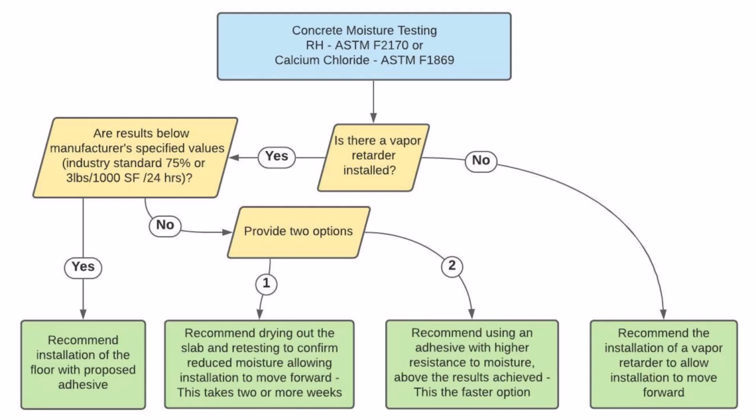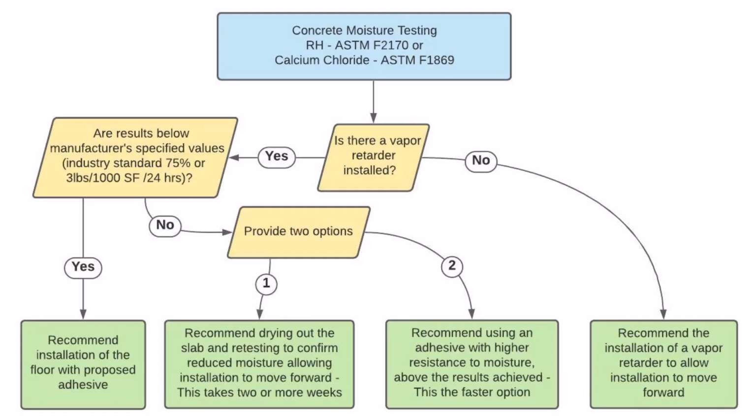Now, if the results aren't within the manufacturer's specifications, you have two options. The first option is you can dry out the slab, which takes time and requires additional testing to reassure that you have dropped the moisture within the allowable levels. This takes time and effort and sometimes can require grinding of the surface of the slab and installation of additional relative humidity mitigating air conditioning or similar dehumidifying equipment.